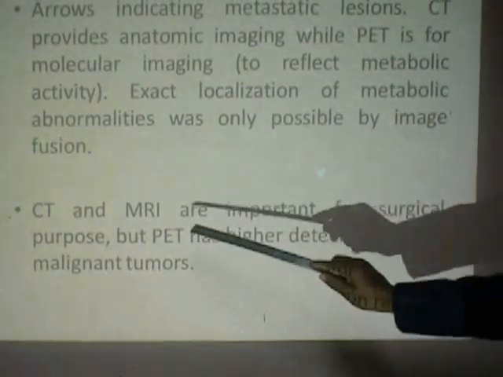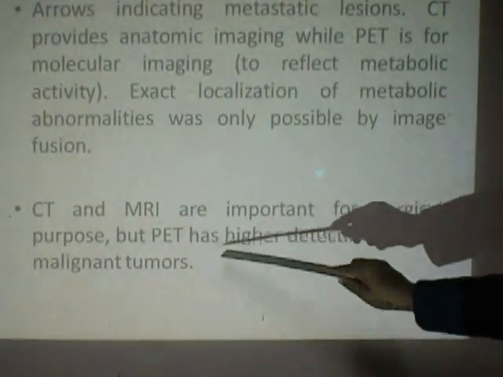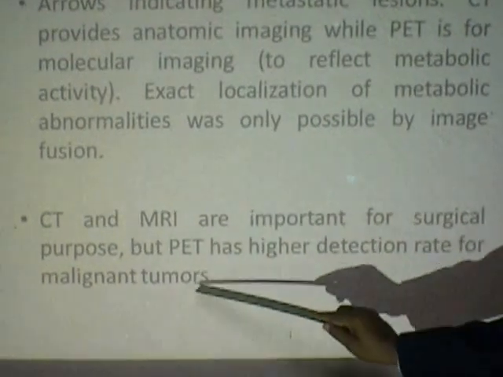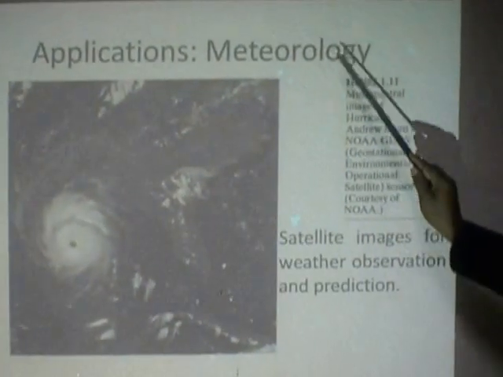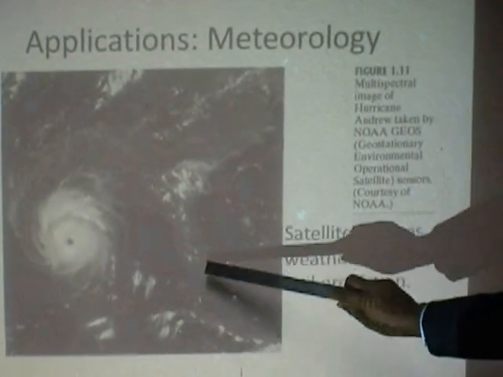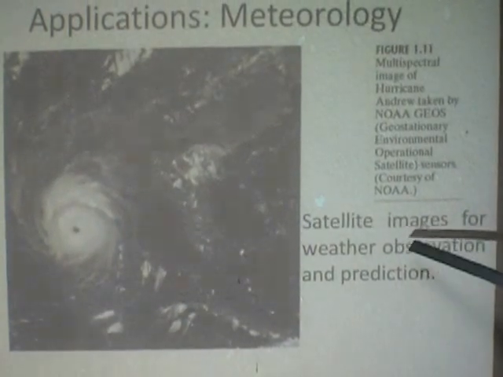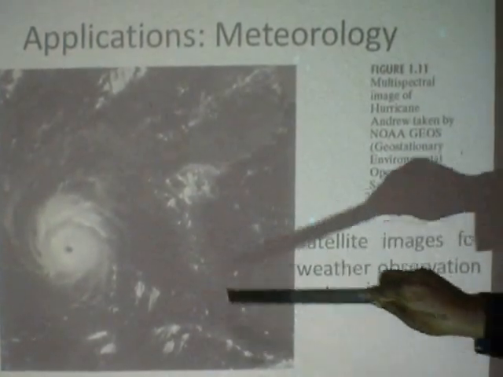Normally CT and MRI are important for surgical purposes, but the PET image has a higher detection rate for malignant tumors. The next application is meteorology. This is a satellite image. It is used to locate weather observation and prediction.